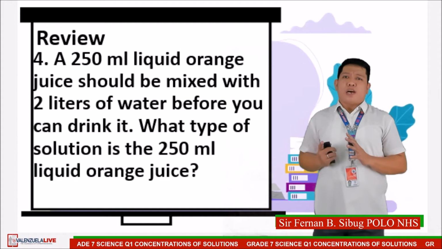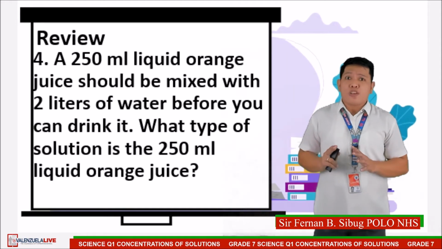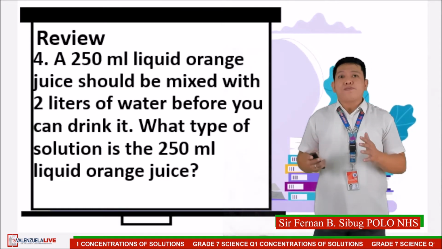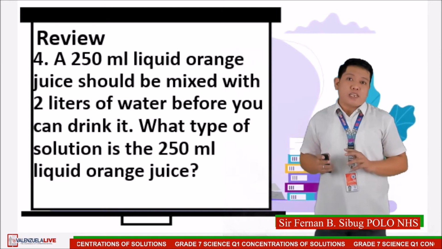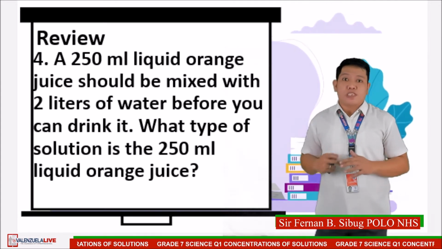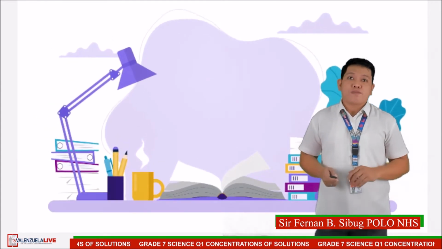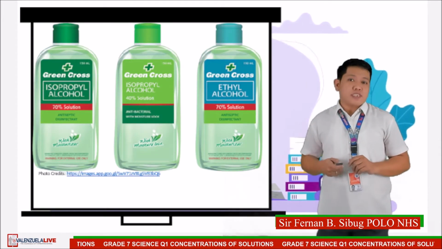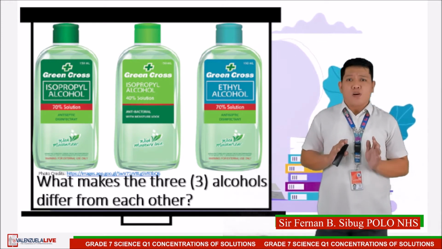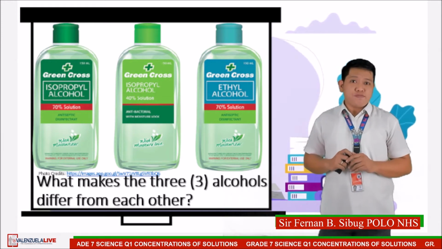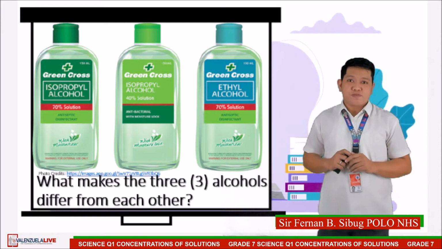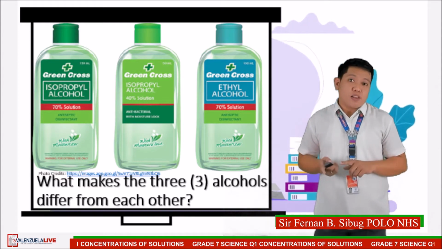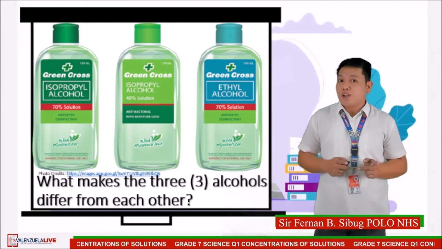Now, how can we classify a mixture or a solution if it is clear? Is it concentrated or not? Now that we are still facing the pandemic of COVID-19, one way to keep us safe is using alcohol solution. I have here three types of alcohol solution. The question is, what makes the three alcohols differ from each other? Correct. The two alcohol bottles are isopropyl alcohol and the other one is ethyl alcohol.